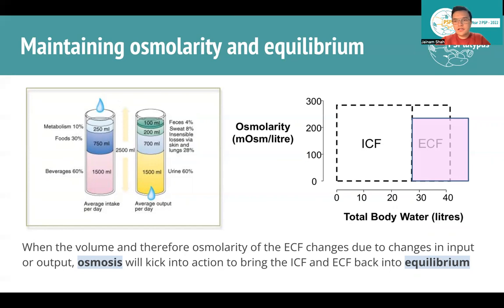Now that purple box there, or the pink box there, illustrates what would happen if my volume of the ECF increased. For example, and it wouldn't increase by this much, but let's say you drank a huge amount of water. So your ECF just increased drastically. Now, obviously, when you have an increase in volume, you'll have a decrease in osmolarity, which is why the box is now stretched out a little bit.